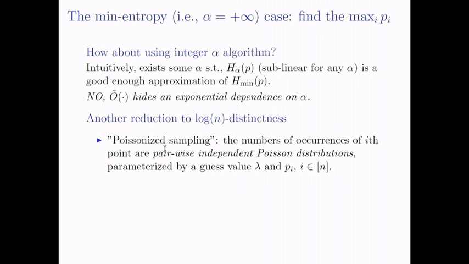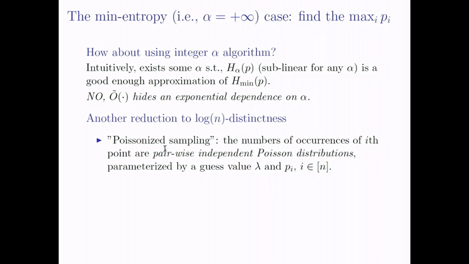The reduction, again, is to a distinctness problem, but to the log n distinctness problem. Roughly, we used a technique from the classical literature called personalized sampling. The idea comes from how to derive the best classical estimators, and that's also the reason why I say the empirical estimator for min-entropy is not the best one. You need to use a technique called personalization.